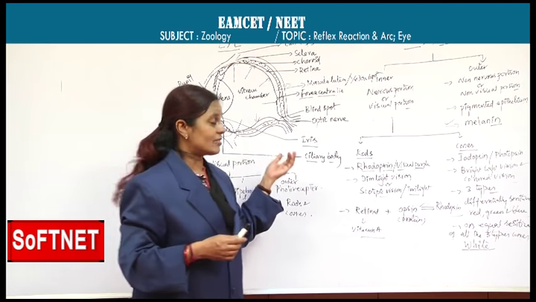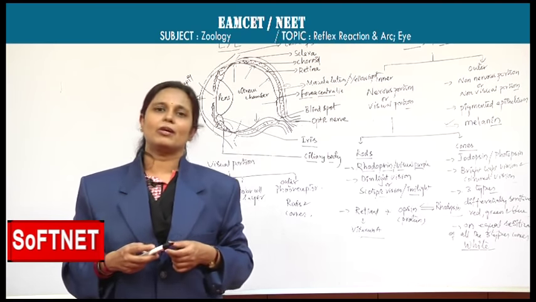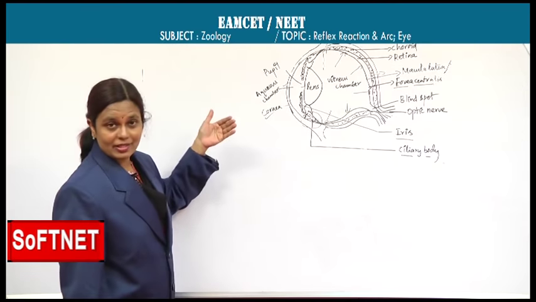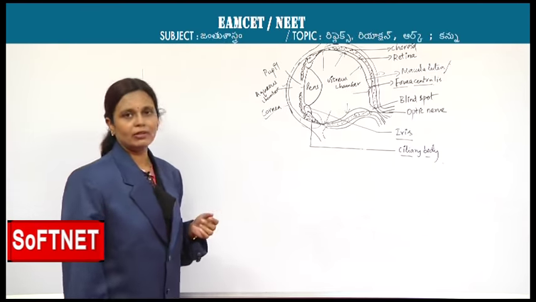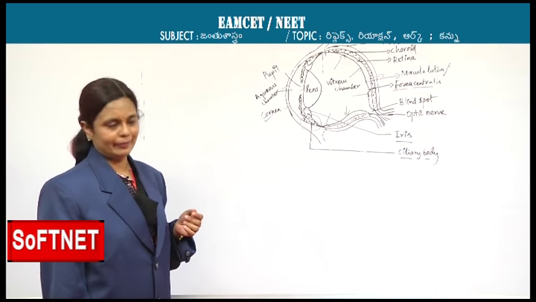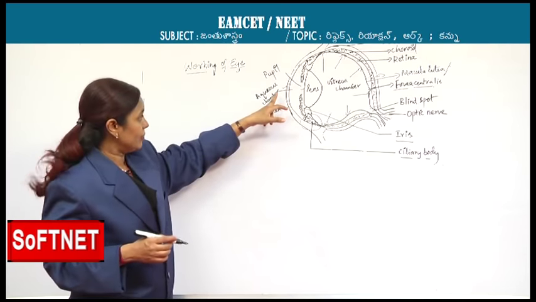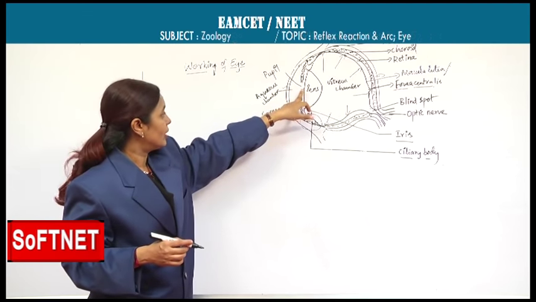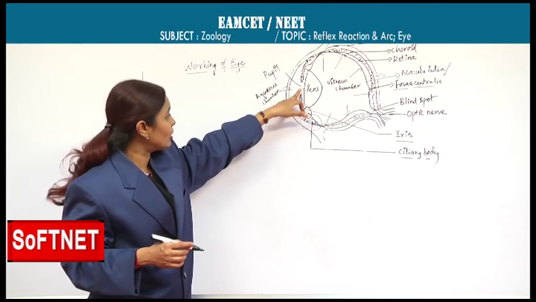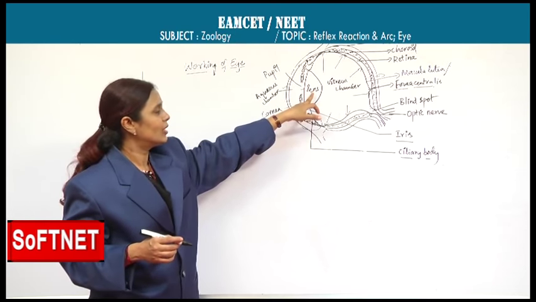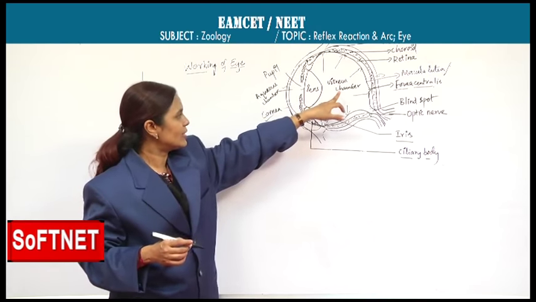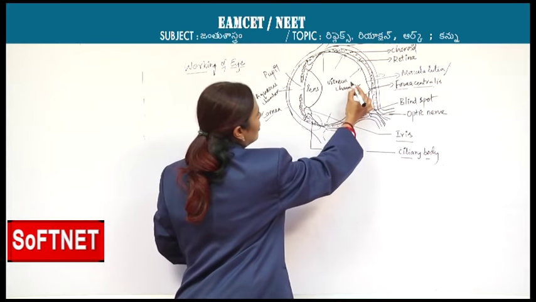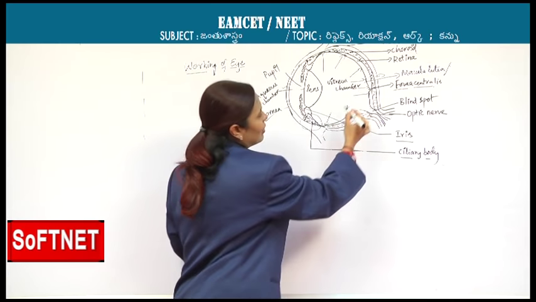This is about the structure of the eye. Then it is about formation of image. So, we finished learning about the structure of the eye. Now, let us learn about the working of the eye. When the light falls on the cornea, this light passes through the aqueous humor, then the pupil of the eye, nothing but the hole present at the center of the iris. Then it is the lens.